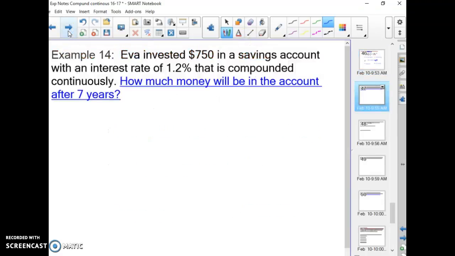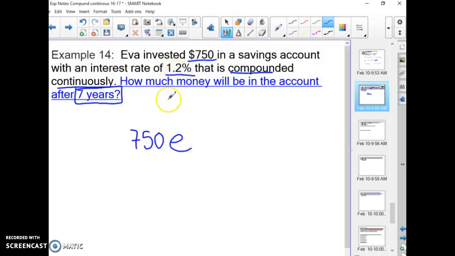Okay, Eva invests $750 in a savings account with an interest rate of 1.2%. Those are important stuff. It's compounded what? Continuously. How much will she have in the account after 7 years? Continuously means PERT. We start off at 750. P E is a PERT. E is just the value that I'm going to plug in my calculator.